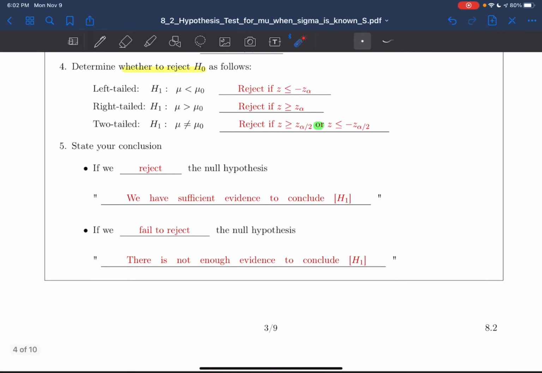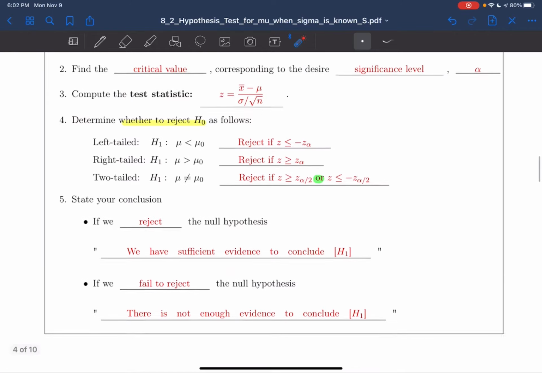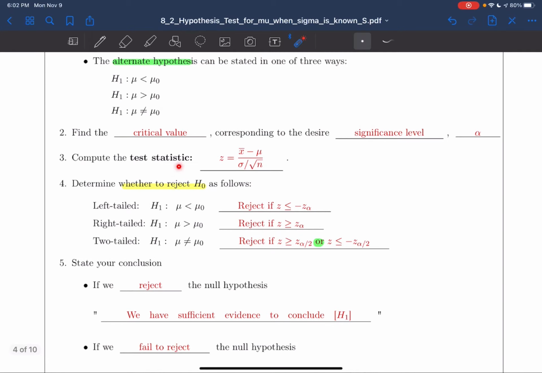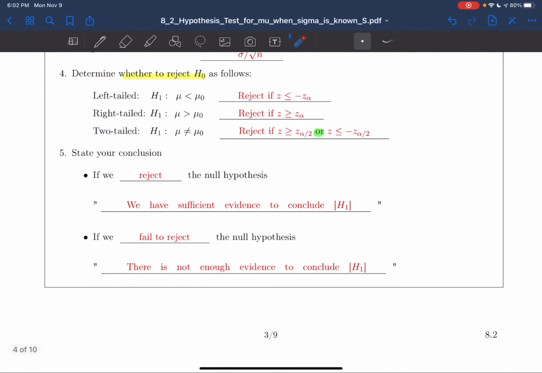Finally, step number 5, and probably the most important step, is we have to state our conclusion. We have to interpret our results. It doesn't matter if we're able to compute all this above, if we're not able to actually know what we're dealing with or know what it means.